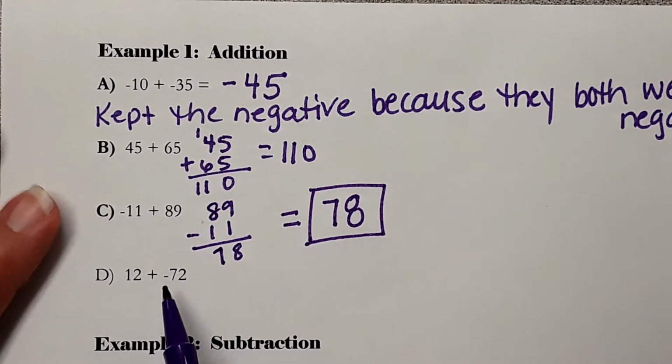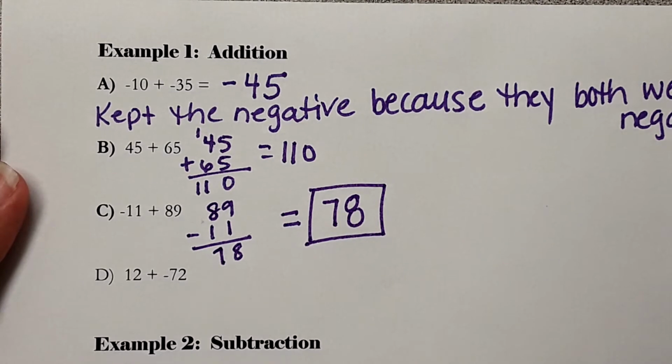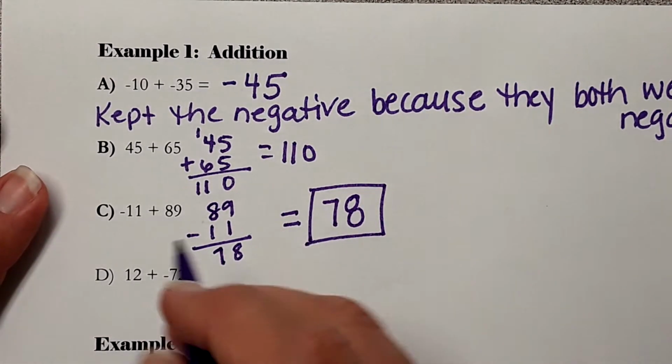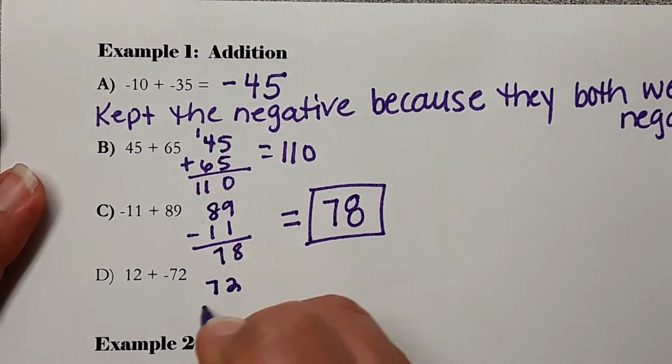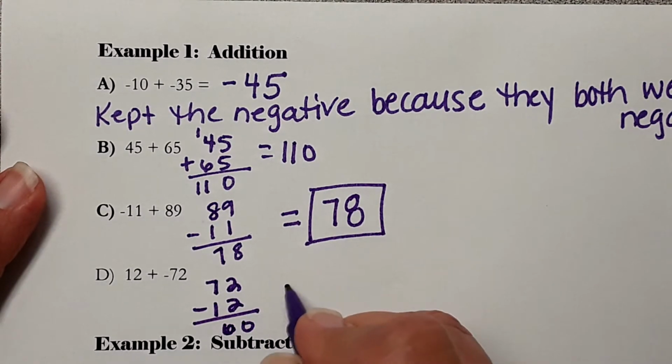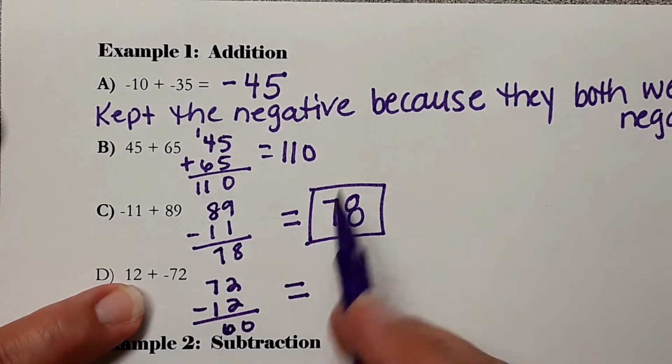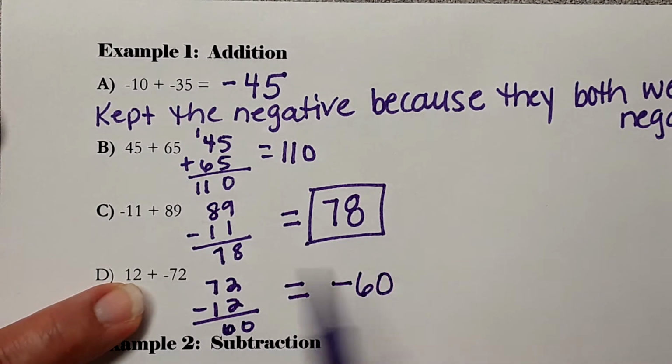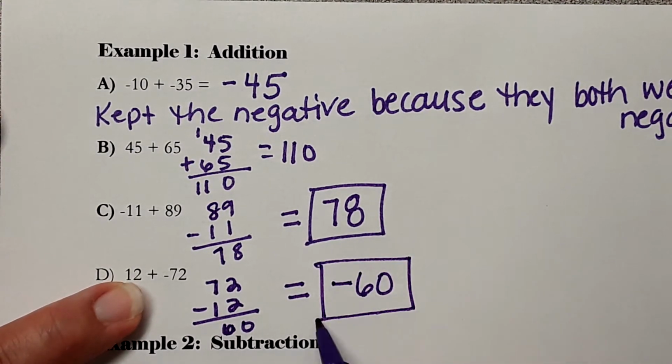Now, if we look at D, the signs are different. But this time, I have more negatives than I do positives. My negative number, even though it's technically not bigger, 72, I have 72 negatives. So I'm going to subtract 72 minus 12. 2 minus 2 is 0. 7 minus 1 is 6. But remember, my answer is going to be negative 60 because my negative was bigger.